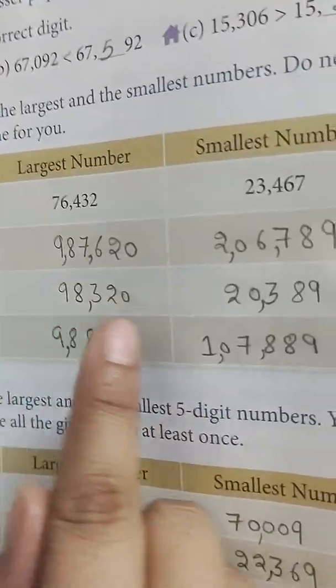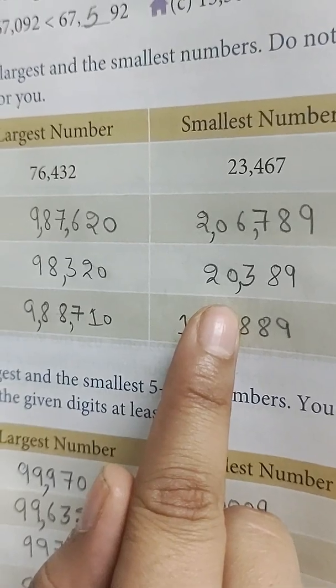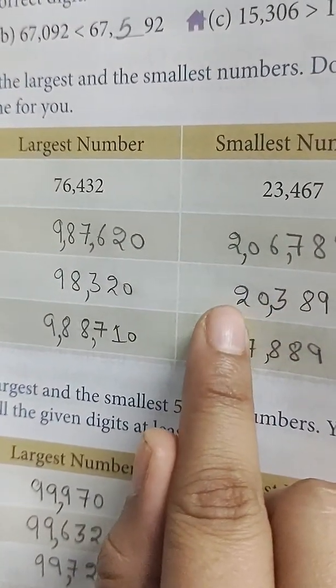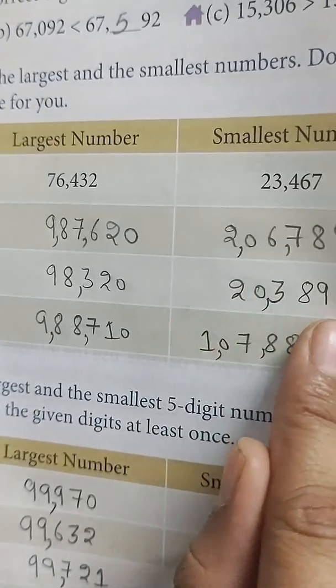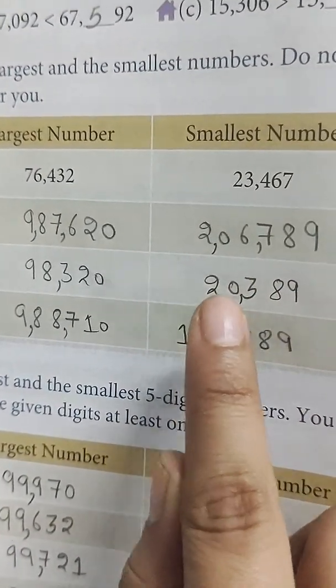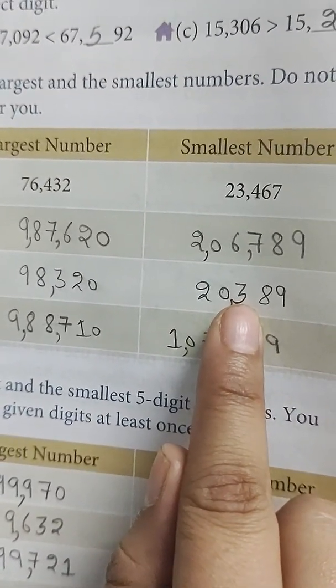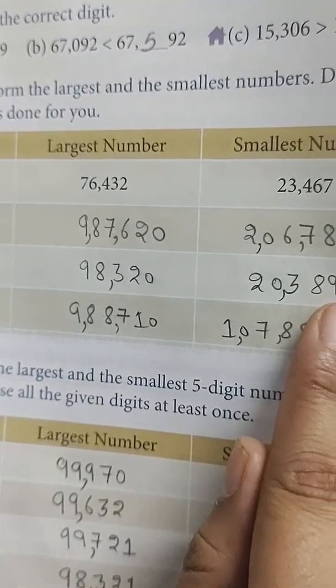But when you write the smallest number, you have to keep in mind that you have to keep the 0 in between, not on the first place. If you write 0, 2, 3, 8, 9, yes, it's the smallest number, but it will be a 4 digit number. We are making a 5 digit smallest number here. So 20,389 is the correct answer.